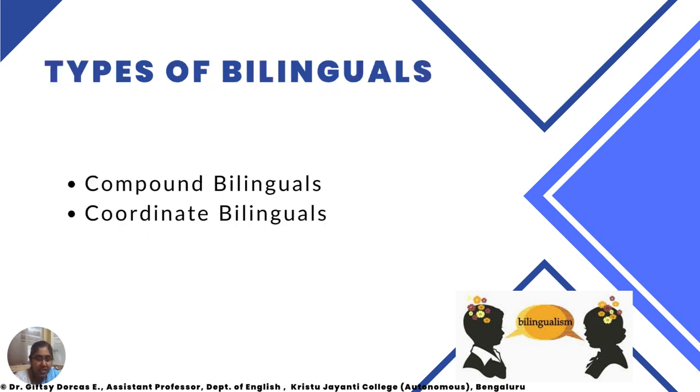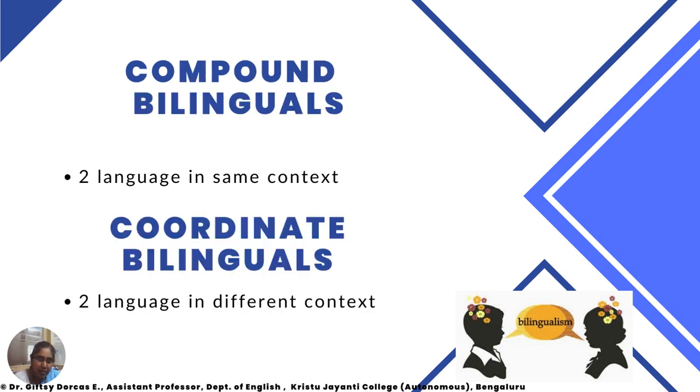Now let's move on to see the types of bilinguals. There are two types of bilinguals. One are compound bilinguals, the others are coordinate bilinguals. Compound bilinguals learn two languages in the same context. Coordinate bilinguals learn language in two different contexts. So here context is the main criterion which differentiates between the bilinguals. One is they learn both the languages under the same environment. They learn it together, whereas in coordinate they learn it in two different contexts.